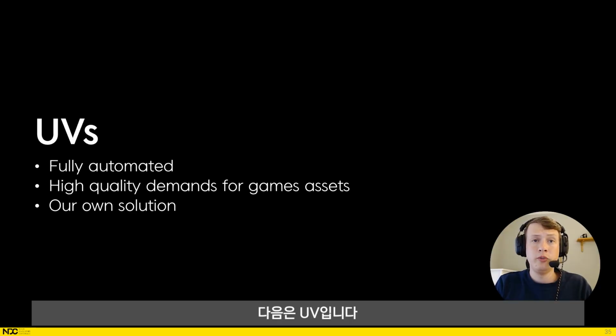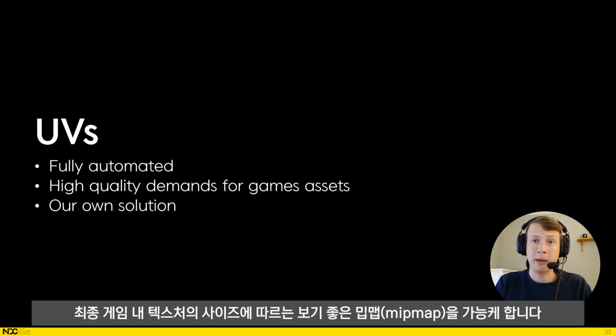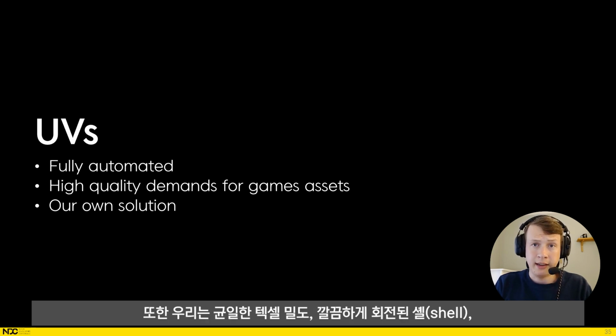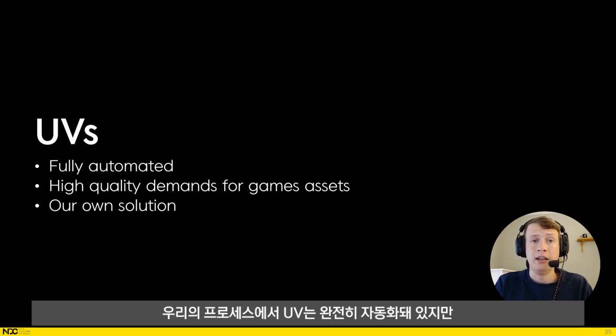Next up are the UVs. There is a high demand for good UVs for games. We want them to be tightly packed, but with enough padding to allow for good-looking mipmaps, which depends on the size of the final in-game texture. We also want an even texel density, neatly rotated shells, straightened shells, and shells that are overlapped where possible. In our process, the UVs are fully automated, but the artist still has the possibility to input custom seams, unfolds, or layouts if need be.